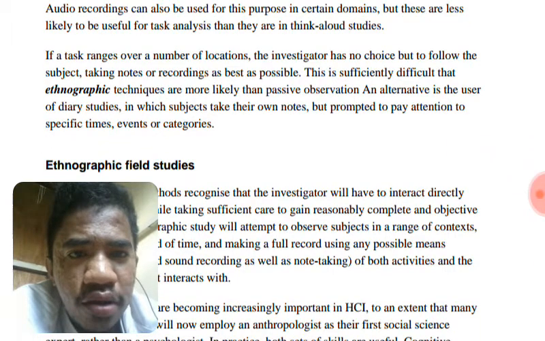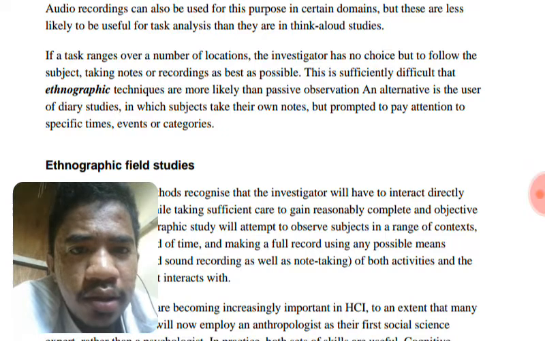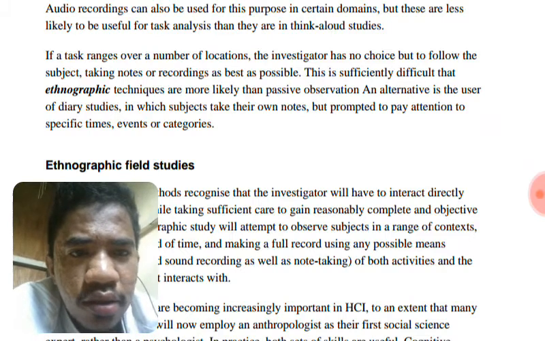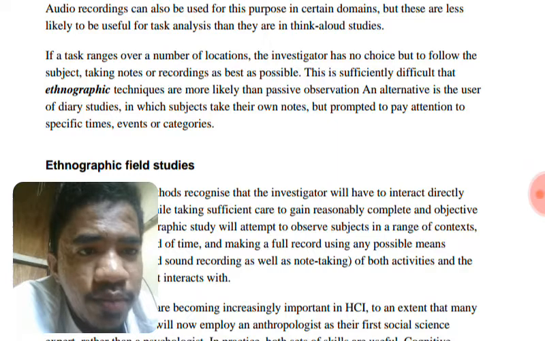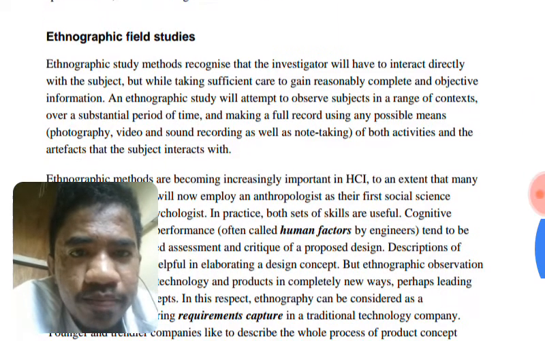If a task ranges over a number of locations, the investigator has no choice but to follow the subject, taking notes or recording as best as possible. This is sufficiently difficult that ethnographic techniques are more likely than passive observation. An alternative is the use of diary studies, in which subjects take their own notes, but are prompted to pay attention to specific times, events, or categories.